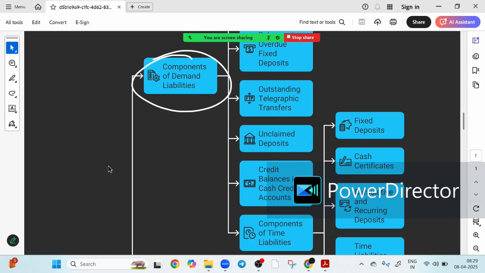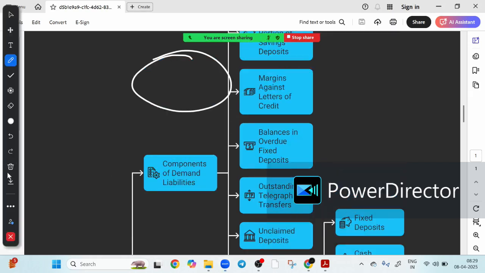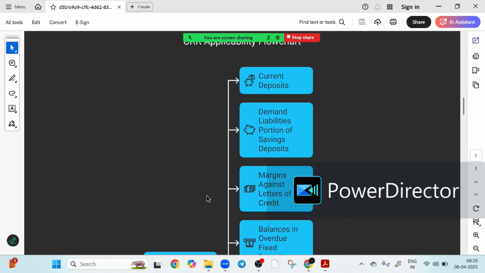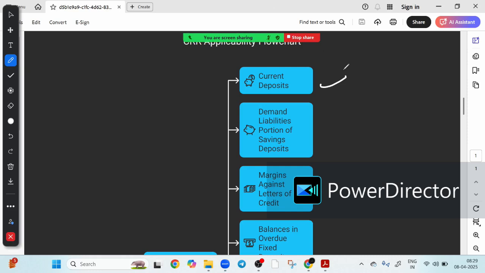So friends, let's begin with demand liability. These are the amounts that a bank must repay on demand, anytime. As the name itself suggests, this is the amount that the bank must repay anytime as per the demand of the customer. So what does it include? It includes the current deposit. I think you know it. It includes the demand liability portion of the saving deposit. Yes, saving deposit is also included.